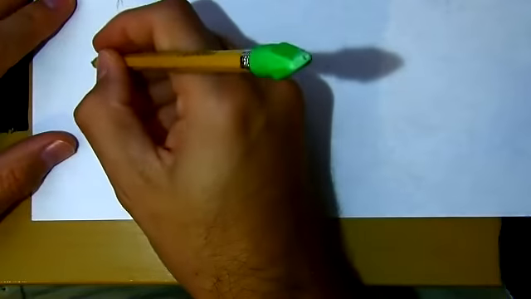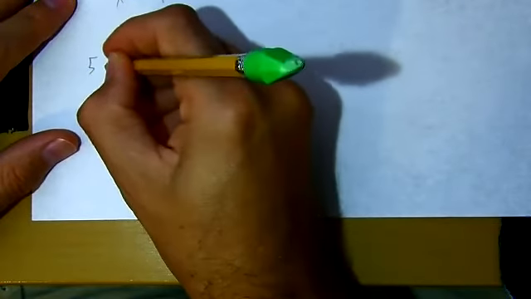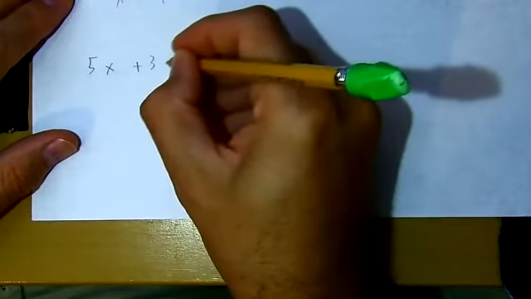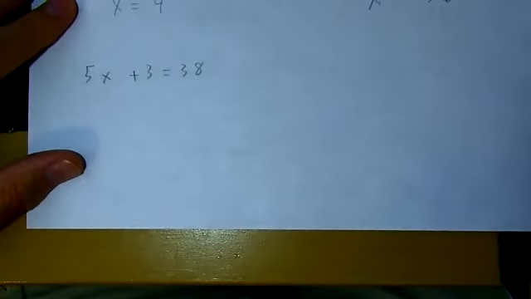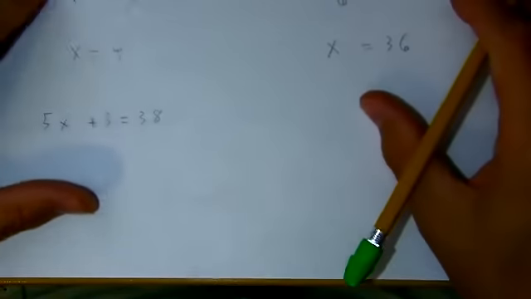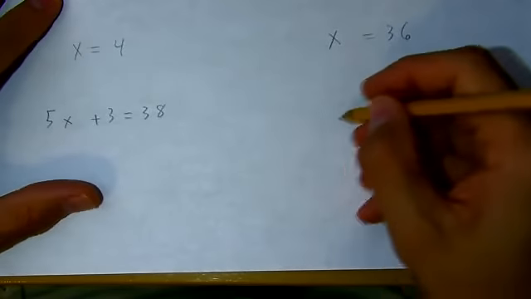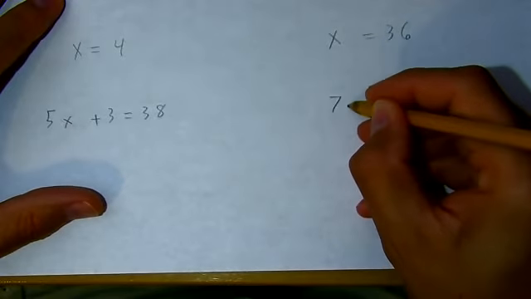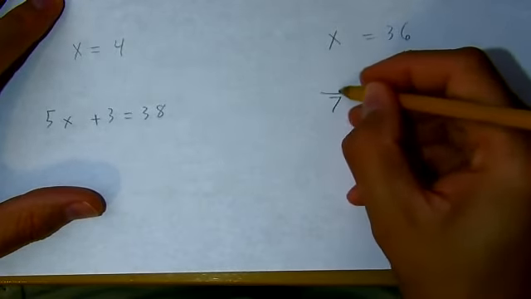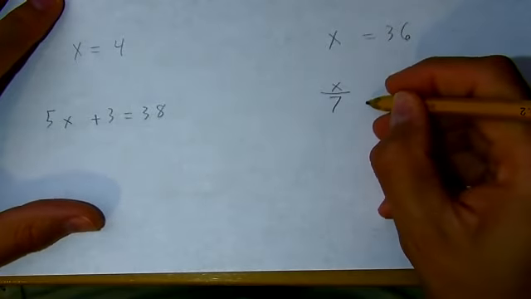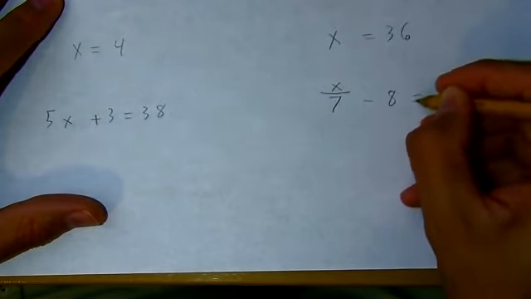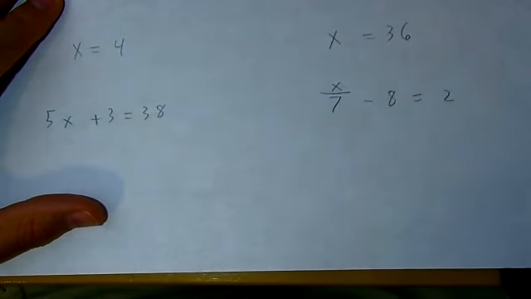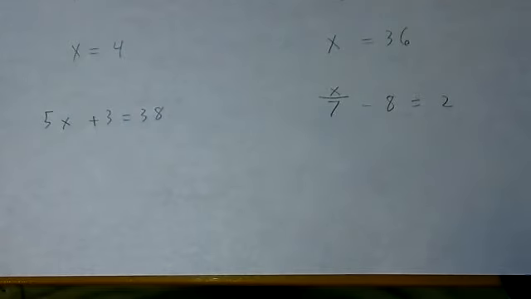So I want you to try to solve 5x plus 3 equals 38 and x over 7 minus 8 equals 2. All right, pause your video and try those 2 algebraic equations.